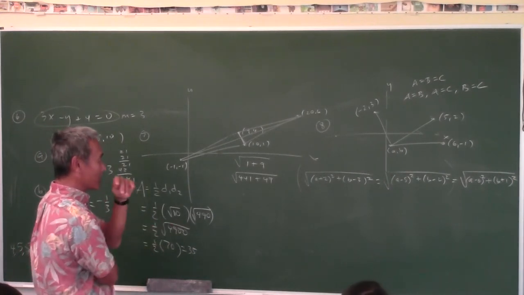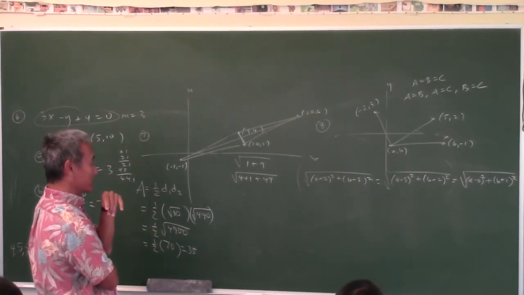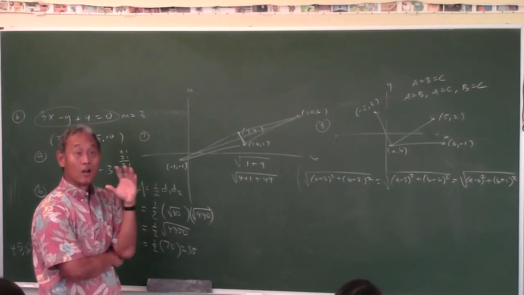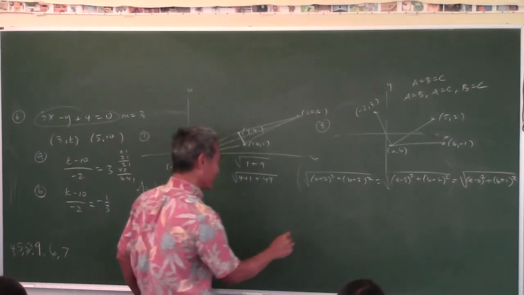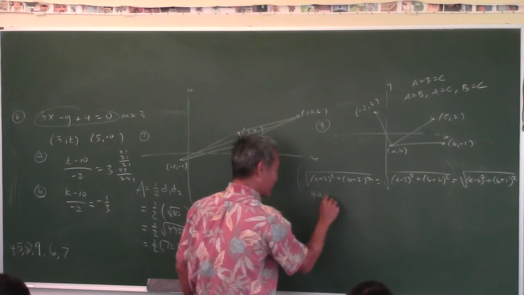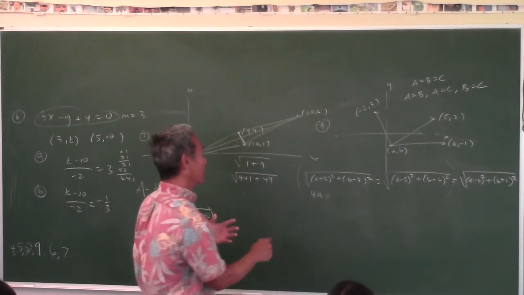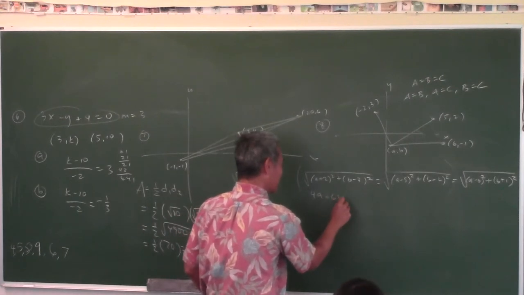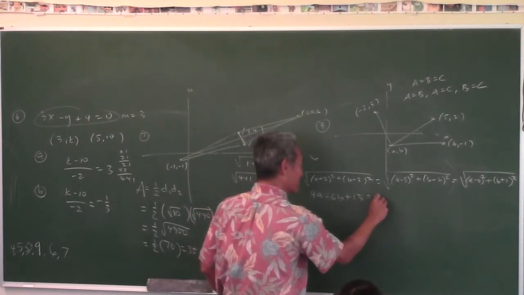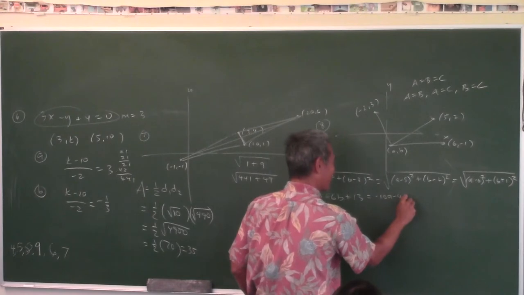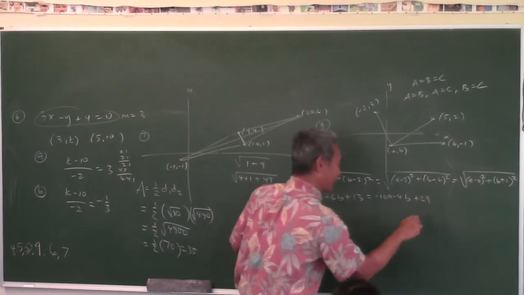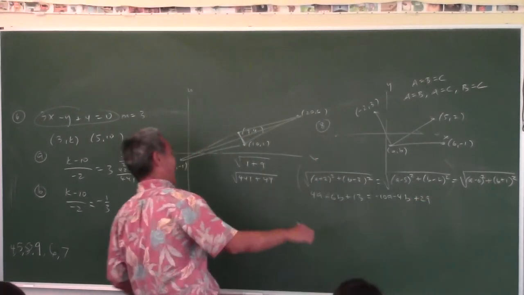Now, how do I get rid of the radical? Square both sides, and then multiply out both sides, right? Watch what I do. Watch and learn. Watch this. 4A plus 4. Well, here, I'll tell you what I do. 4A minus 6B plus 13 is equal to negative 10A minus 4B plus 29.